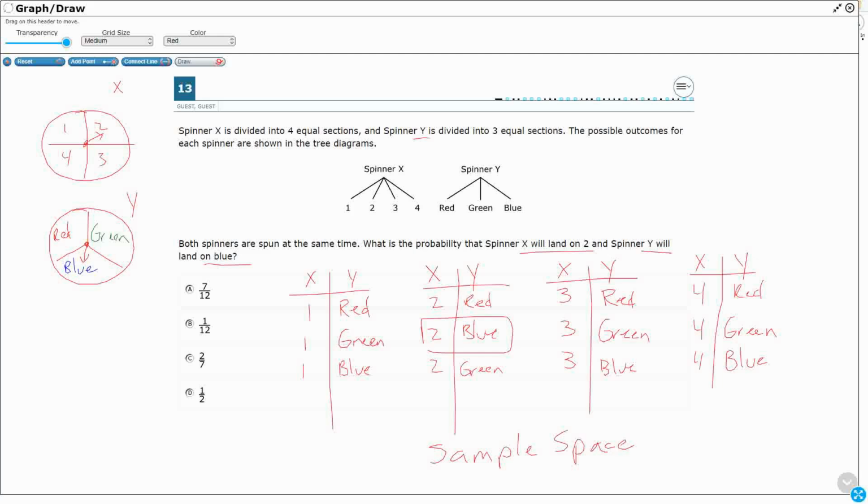Since I've got 2 different spinners, this is what we call a compound probability because there are 2 different things. It really just means it doesn't have to be 2, it can be 3, it could be 4. It just means more than one possibility that is going to be determining the outcome. So if I were to only spin once, that'd be a simple probability, or roll 1 die, that'd be a simple probability.